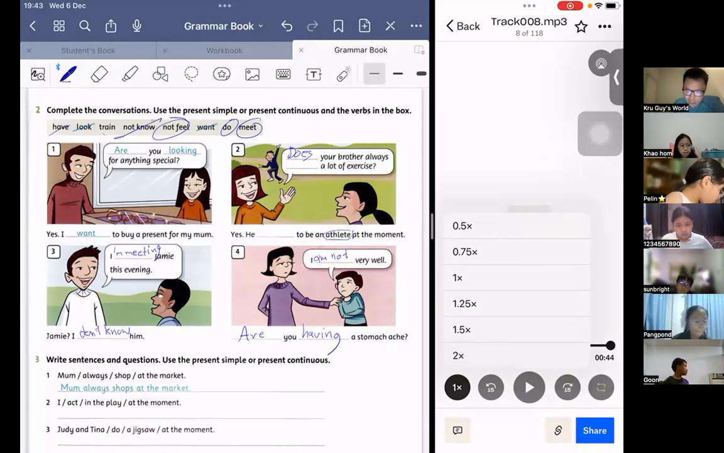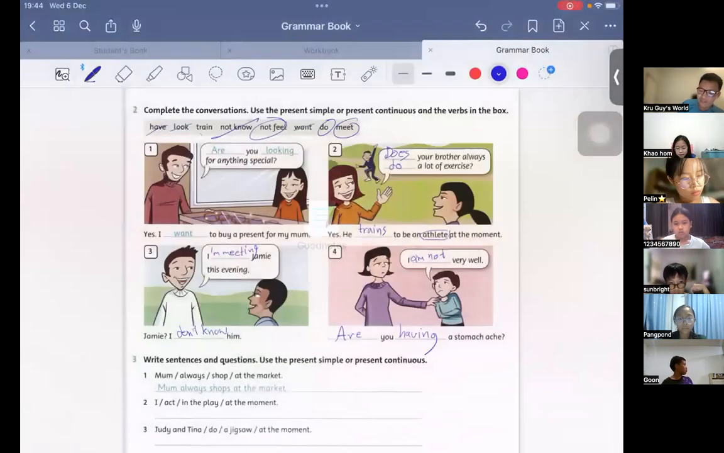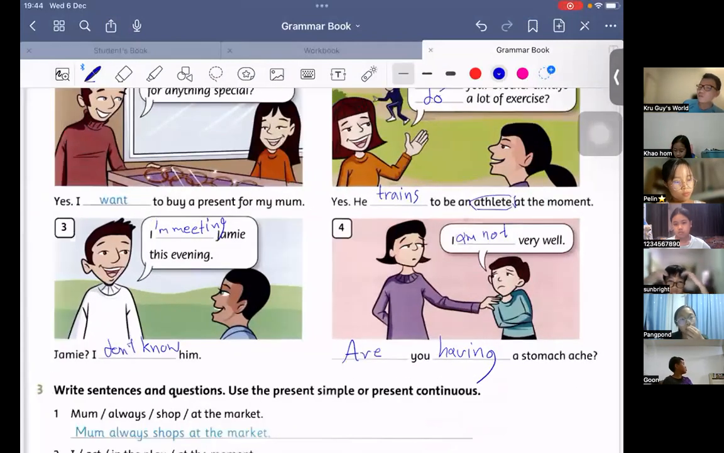This one, finish. He trains to be... Okay. Can you read the game out loud? Yes. He trains to be an athlete at the moment. Okay, he trains to be. This should be "train" is a verb, okay? Training, like training.